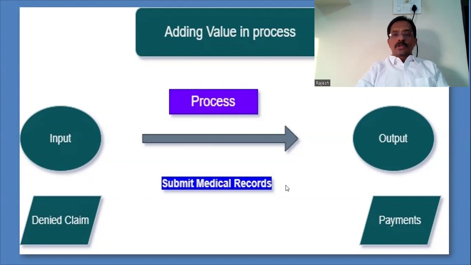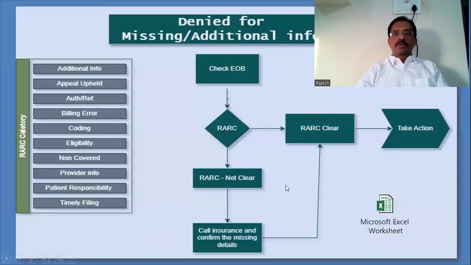If you look into the lien process, what are we going to do? This is a general denial workflow. I just want to highlight what your general denial is. If any claim is denied for missing or additional info, you know very well, the CO16 is your pain.